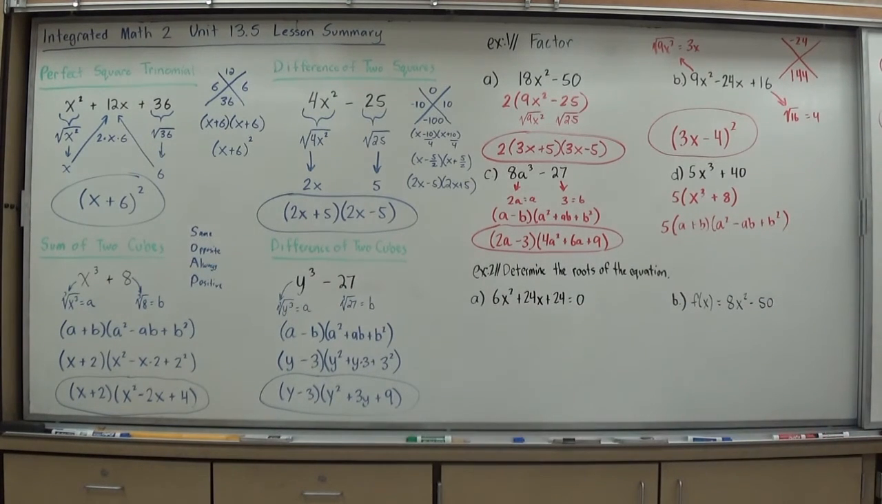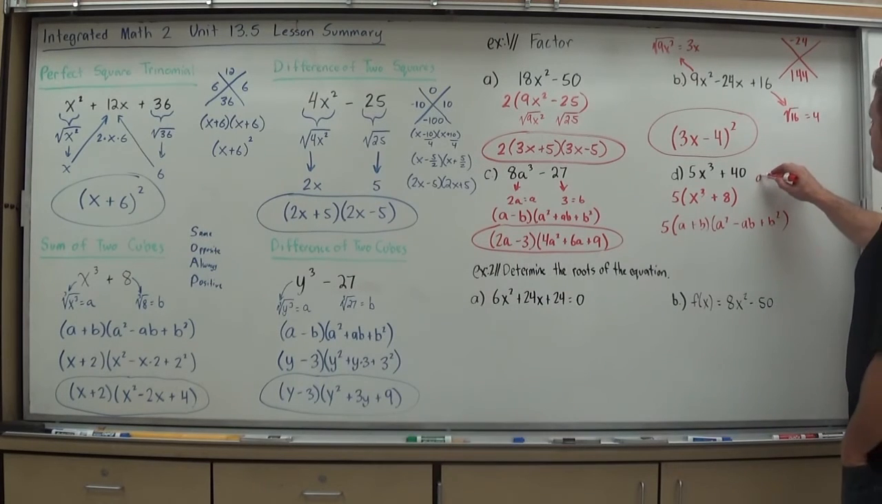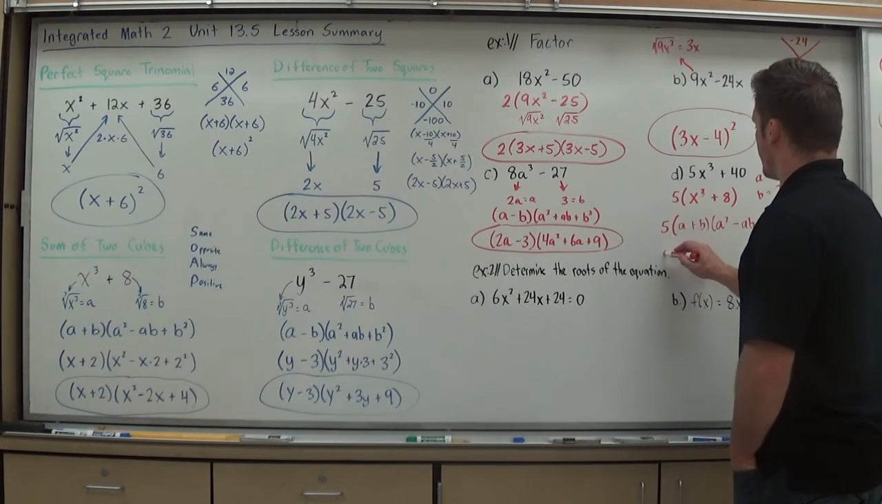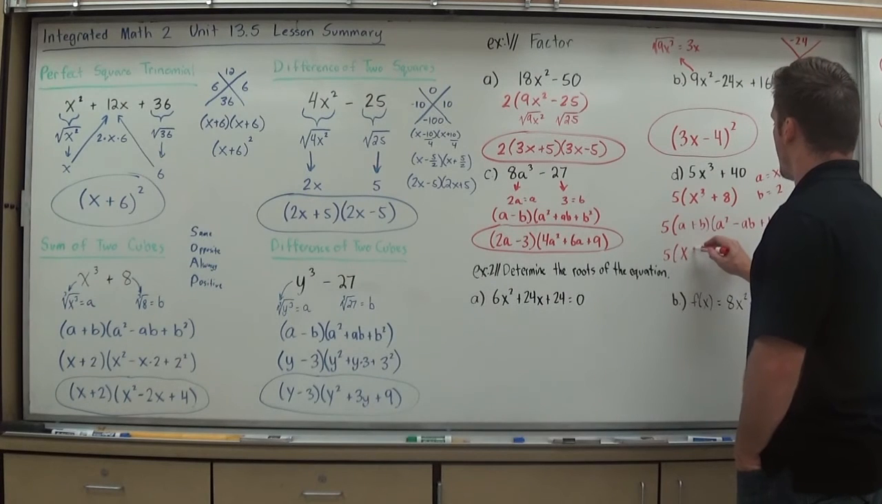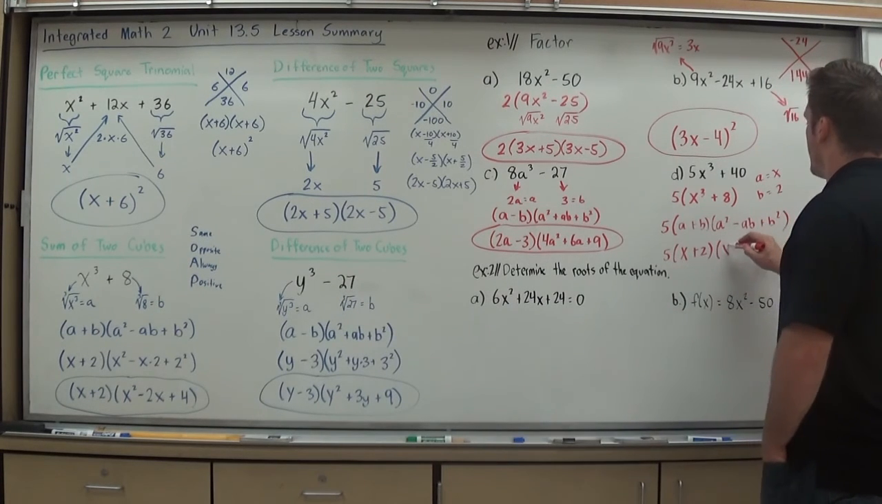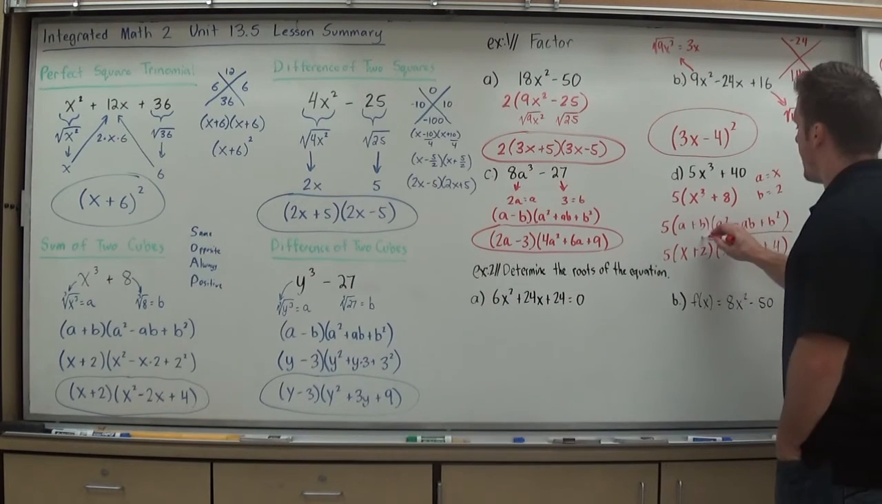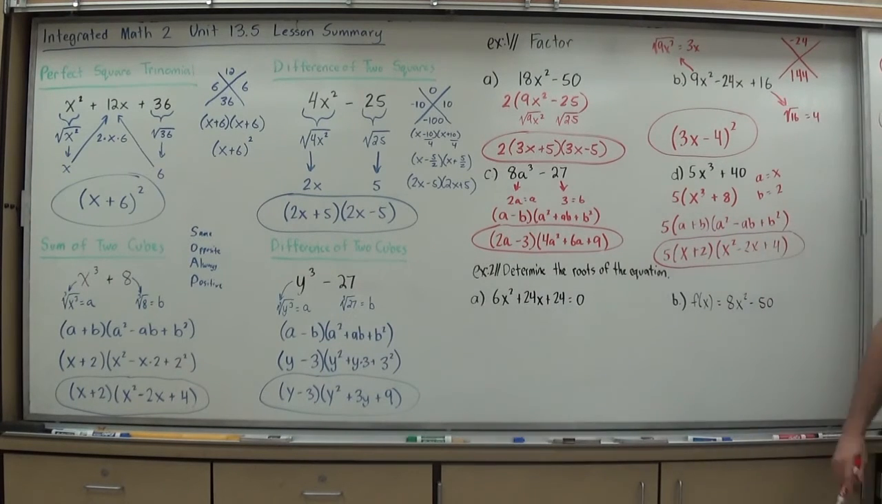And now I just have to plug in the right terms for a and b. A is the cube root of the first term. The cube root of x cubed is x. Cube root of 8 is 2. So those are my a and b terms. And now it's just a matter of rewriting it with the right terms. So x plus 2 times x squared minus a times b, which is 2 times x, so 2x, plus 2 squared is 4. And I now have that written in completely factored form.